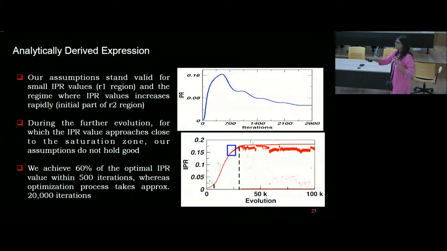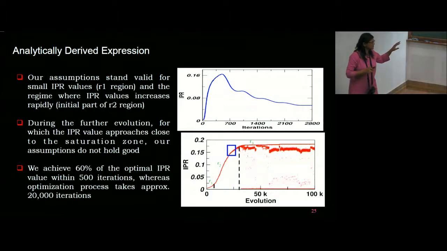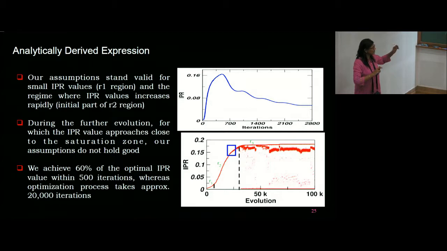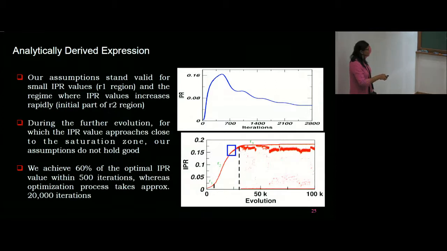And this result we don't understand because, in the analytical calculation, we have never used that the calculation is for PV. That is generalized. It is true for any eigenvector. So there are certain things which we have not taken care of because that was difficult. But still we are able to reach a PV-localized network structure very close to what we achieved from the optimization scheme. So we achieve 60% of the optimal IPR value within 500 iterations, and here you take 50,000 iterations, 50 into 10 power 3.